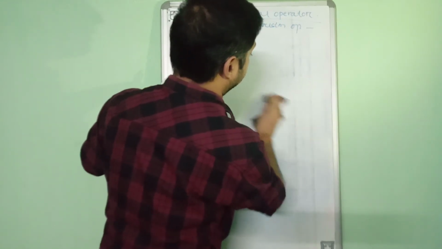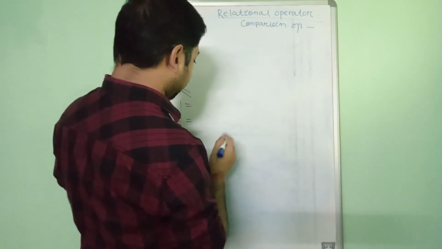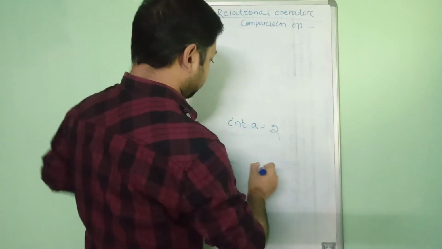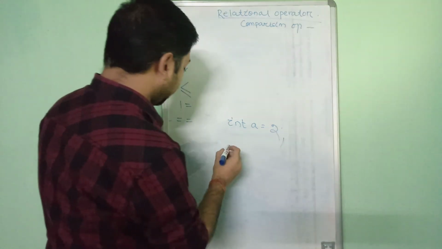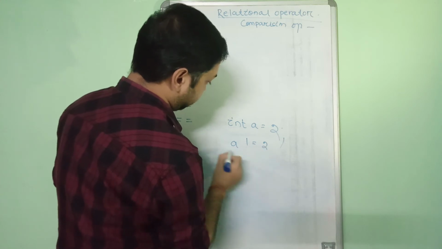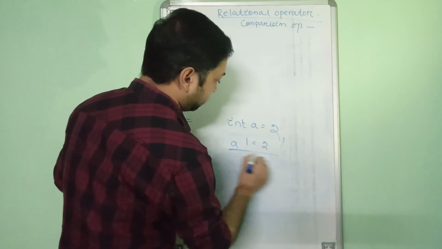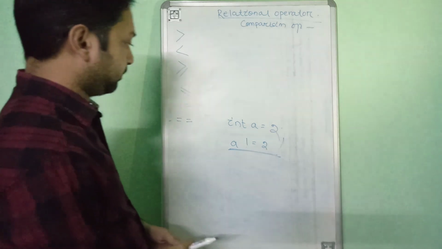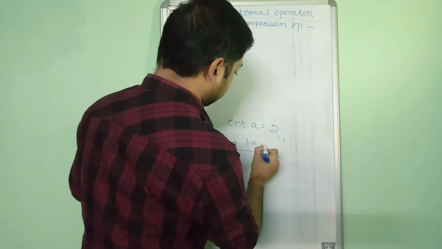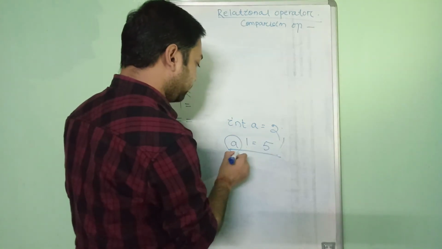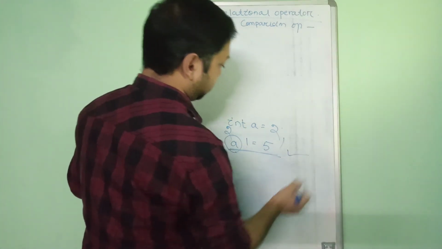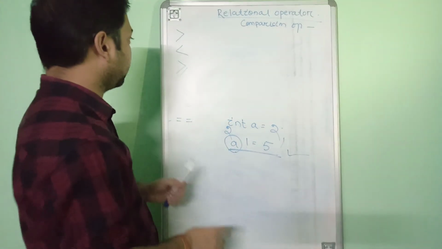Similarly you can see not equal to. What is not equal to? I am writing here int A equals to 2. Then I am writing here A not equal to 2. Or suppose I am writing here A not equal to 5. So what is the value of A here? That is 2. So 2 not equal to 5. That is true. That is a simple use of not equal to.